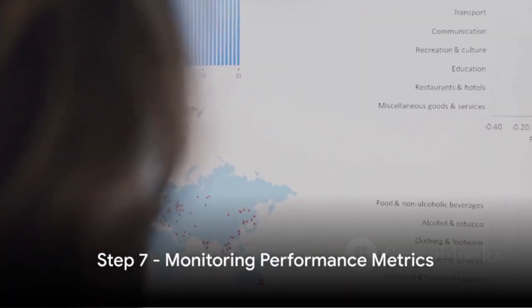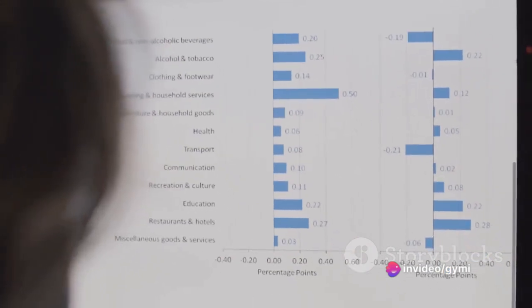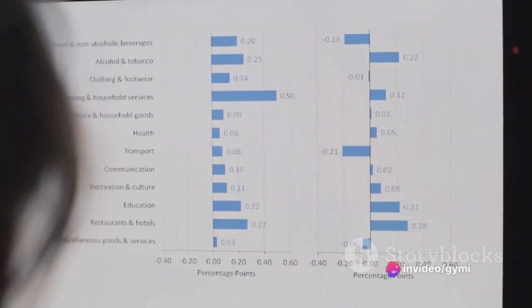Step 7. Keep a close eye on your performance metrics. YouTube analytics will be your best friend. Adjust your strategy based on what works and what doesn't.